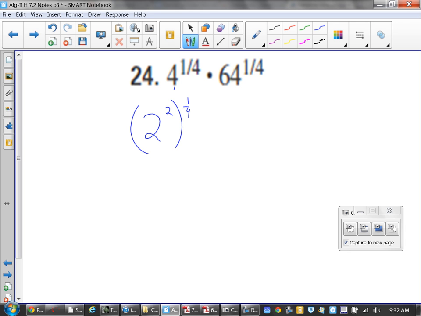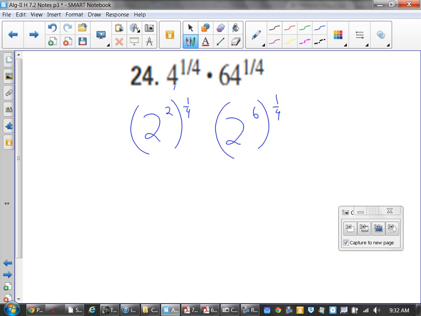64. Let's see if we can get that to work. Does it work with 2's? Yes. 2 squared is 4, 2 cubed is 8, 2 to the 4th is 16, 2 to the 5th is 32, 2 to the 6th is 64. Now I have a power to a power on both of those, don't I? The answer is yes. Okay, very good.